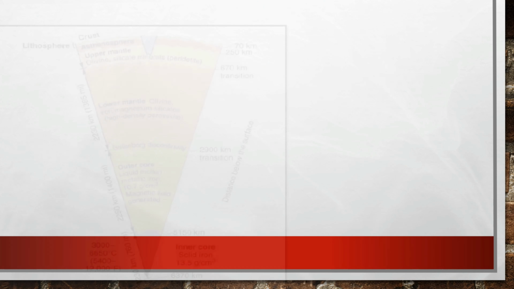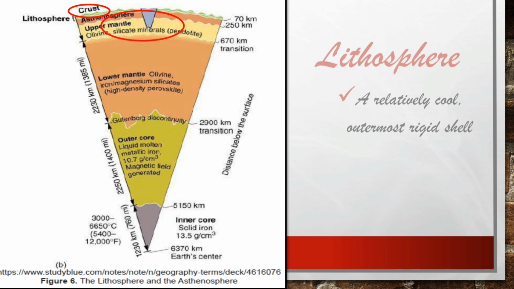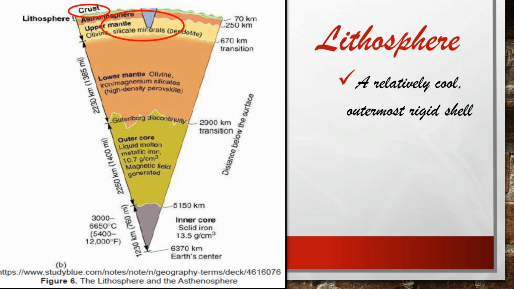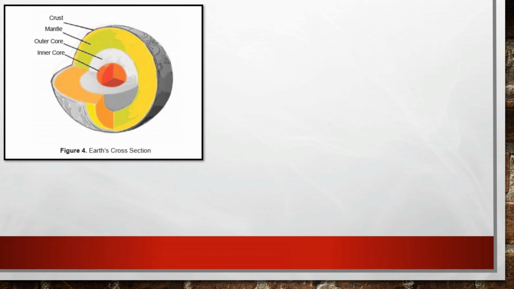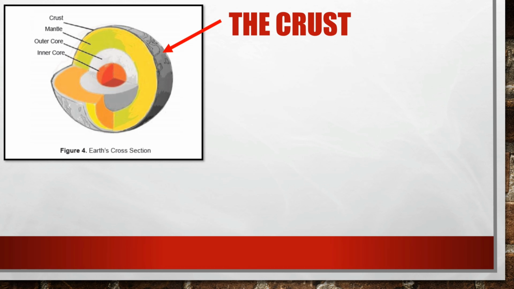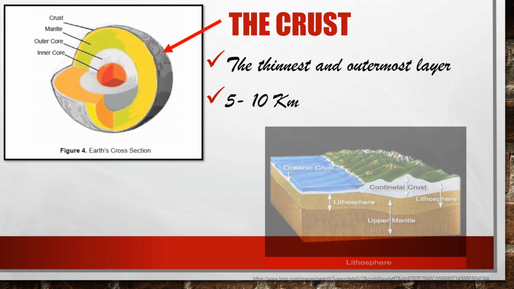The crust and the upper part of the mantle consist of the layer called lithosphere, which ranges from 50 to 100 kilometers thick. It is divided into segments called plates or tectonic plates. Let us focus our discussion on the crust, the thinnest and outermost layer of the Earth, whose thickness ranges from 5 to 10 kilometers.